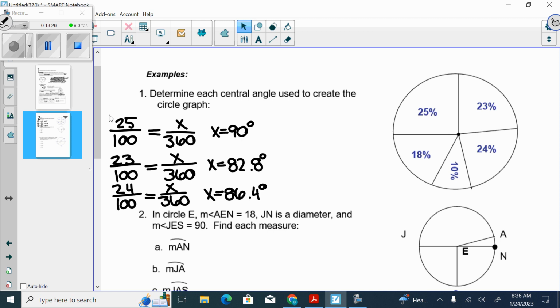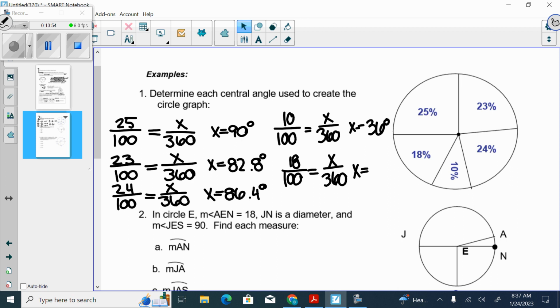All right, our next section looks like it's 10%, so that's 10 out of 100% equals x out of 360 degrees. So what would x be this time? 36. All right, and then our last section is 18%. So 18% out of 100% is equal to x out of 360 degrees. What is x this time?